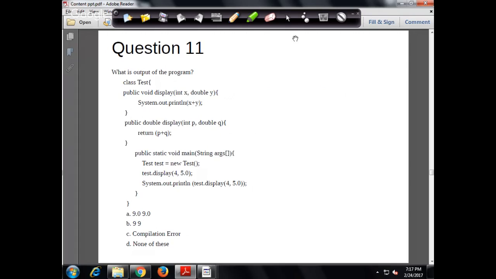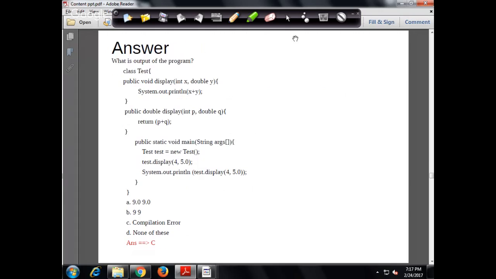Chetali says C, Rakesh says A. Okay, guys. So let me just quickly give you an answer to this question. The correct answer for this question is C, compilation error. And let me just explain how this is a compilation error.